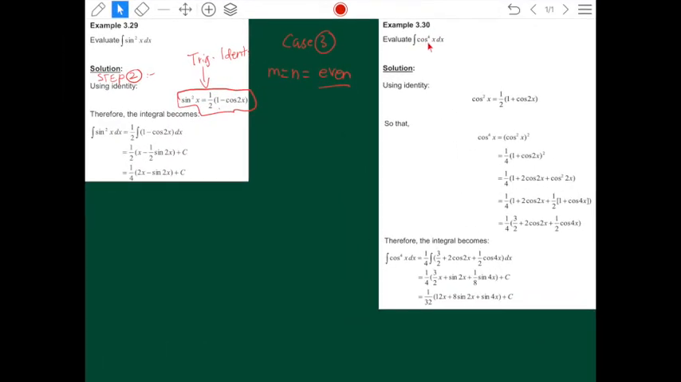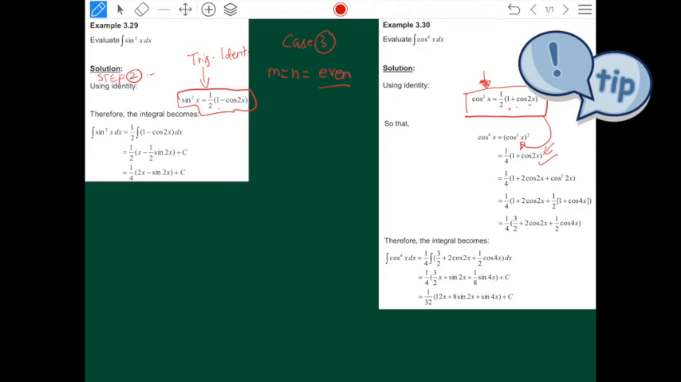Now move to example 3.30. Evaluate the integral of cos to the power of 4 x dx. Here we use a different trigonometry identity, which is this: cos squared x equals half times 1 plus cos 2x. So just substitute it into this, and it becomes like this. This is quite tricky. You need to expand this one.